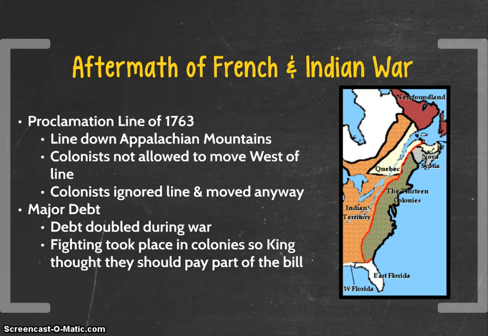This issue was minor, though, compared to other problems facing England, such as major debt. King George needed to pay off the debt accumulated during the French and Indian War. He believed that since much of the fighting took place in the colonies, they should pay at least part of the bill. As a result, the King and Parliament issued 2 acts, the Sugar Act and the Stamp Act.